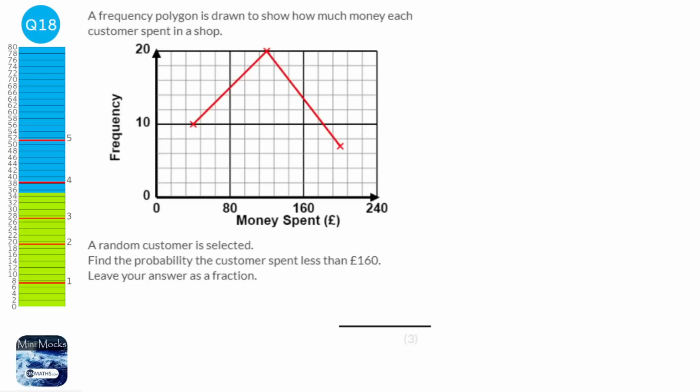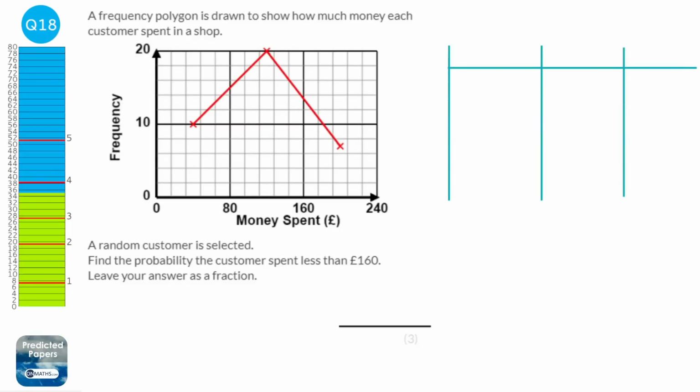So for this frequency polygon, what we've got to do is work backwards to work out what the table was that created it. So we're going to just draw a starting of a table. And we're going to have our midpoint first. Then our money spent, our intervals, and then our frequency.